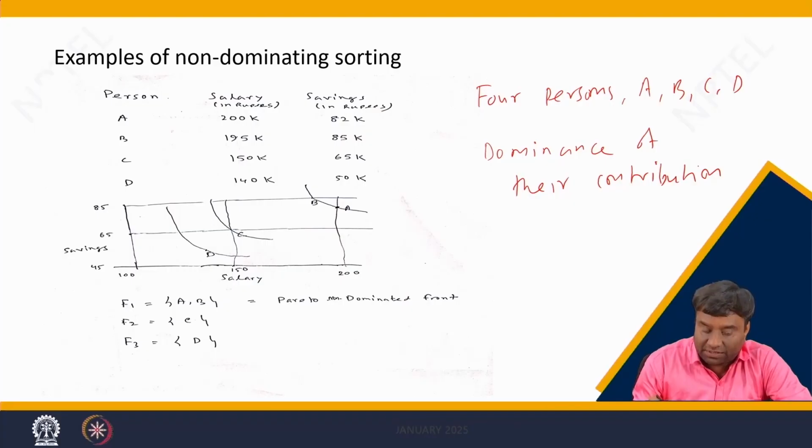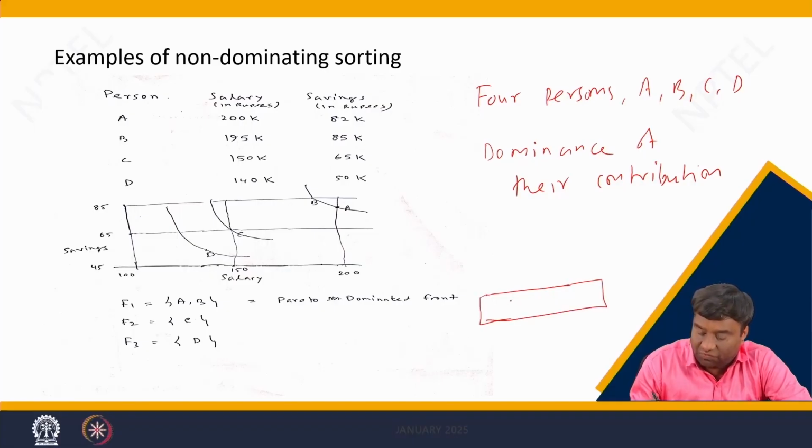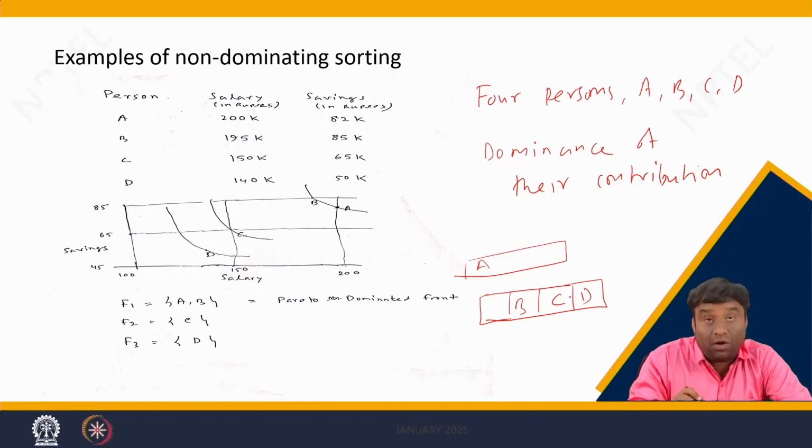Now try to understand. Take these A, B, C, D. In a list you write A, B, C, D. Make another list, A, and then write B, C, D. Now compare A with B for the dominance factor. Though the salary of A is greater, the saving is less, so you can say A is not dominating B.